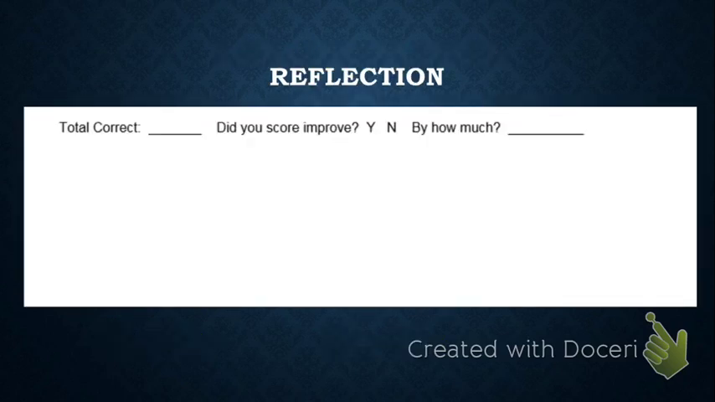Alright, and then at the bottom, if you would please, identify how many you got correct, and if this was your second or third attempt, can you please circle if you improved or not, and by how much in comparison to the last time you did this same video. And then turn in this paper to your teacher.